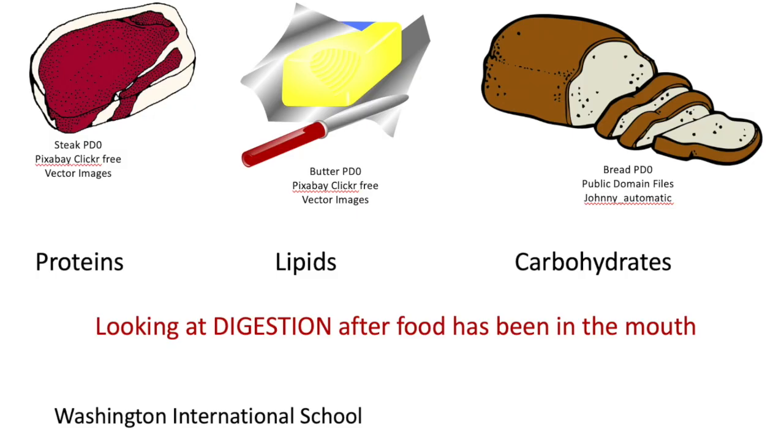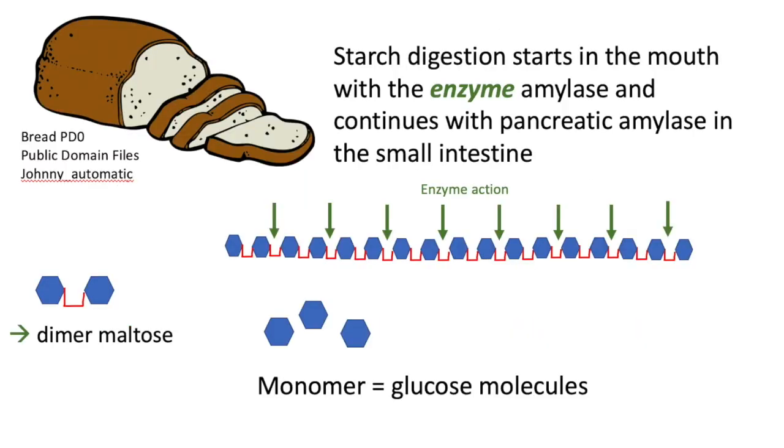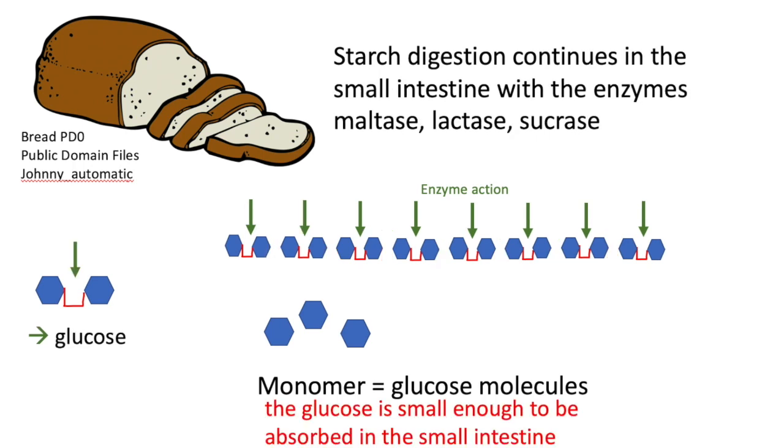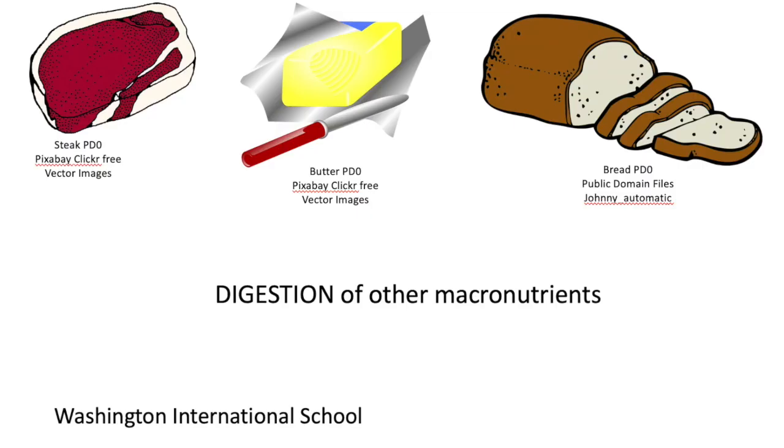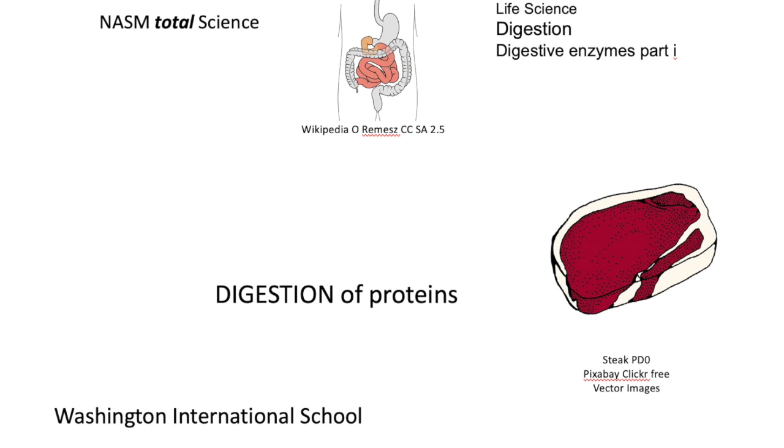And then we're going to explain what is happening, and we're looking at digestion in the mouth. We're breaking the long starch polymer molecule up with enzyme action. And then the glucose will be small enough to be absorbed in the small intestine. So what happens to the other macronutrients? And this is not just in the mouth.